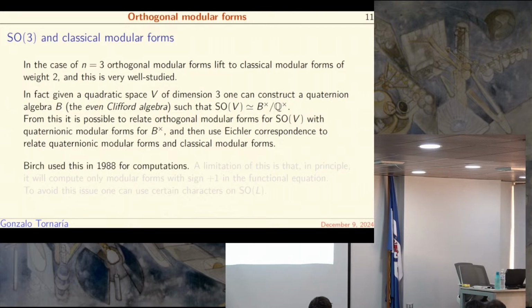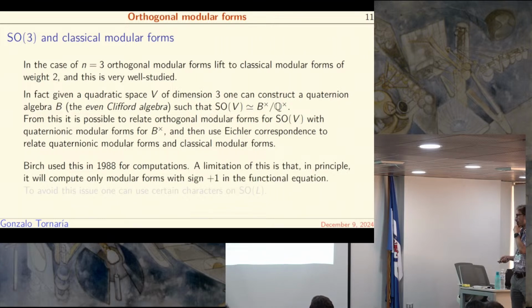There's a very nice paper, a 1988 paper by Birch, that used this for computations. It's a very fast method. Somehow related to Mestre's method of graphs, but the Mestre method uses supersingular elliptic curves, and then it only works for prime level. And this is a bit more general. And the limitation is that in principle, this computes only modular forms with sign +1. I mean, this is one of the limitations. Birch talks about this, if you've seen this paper.